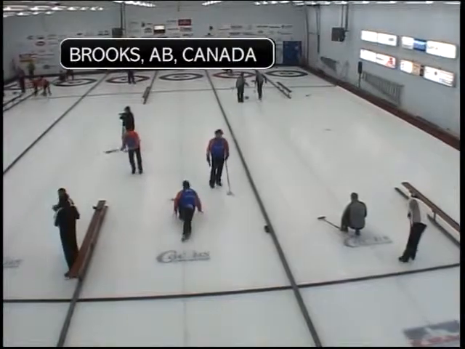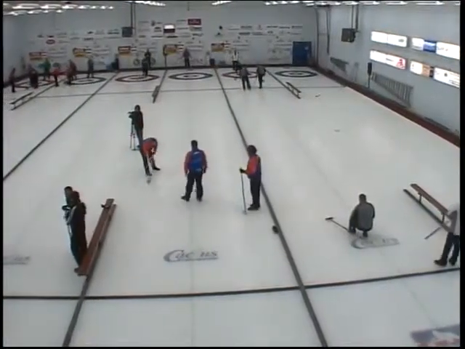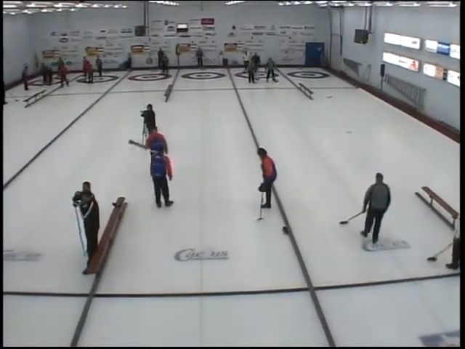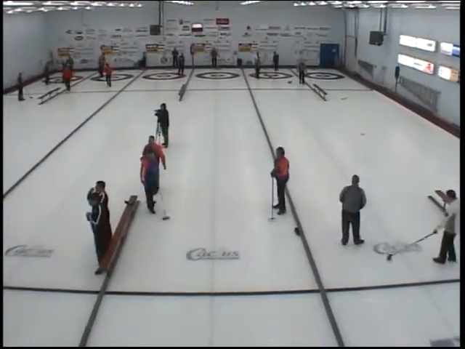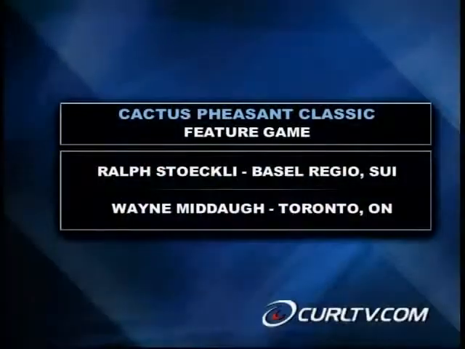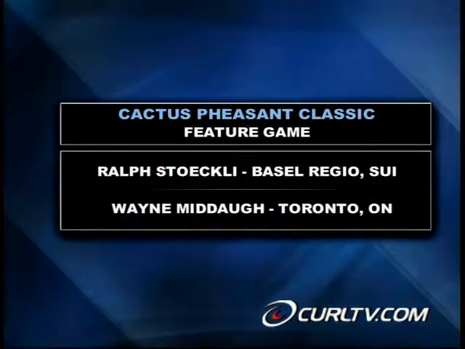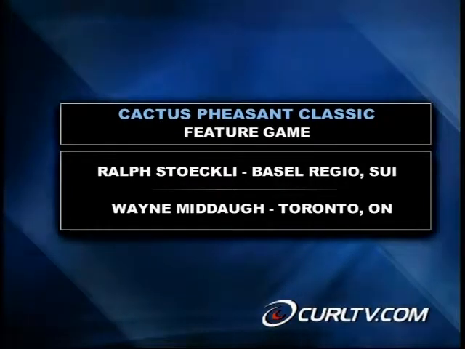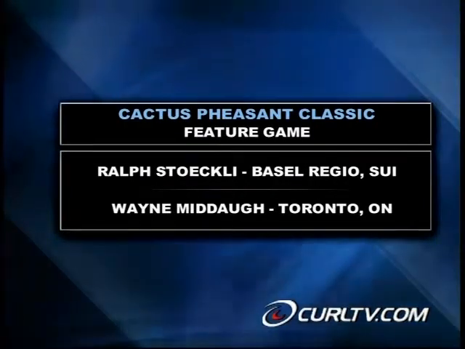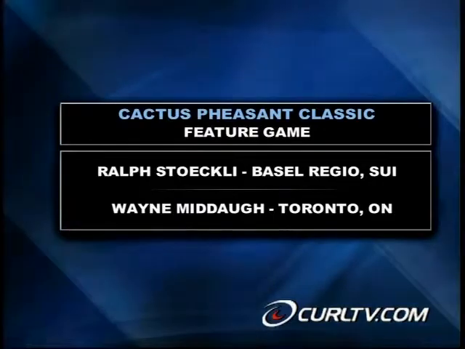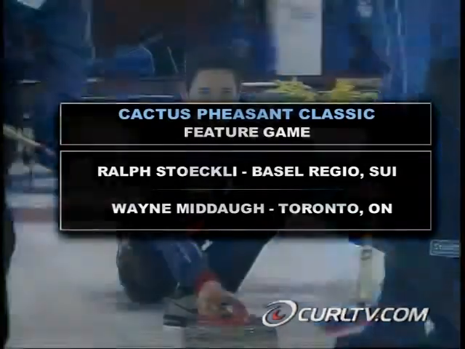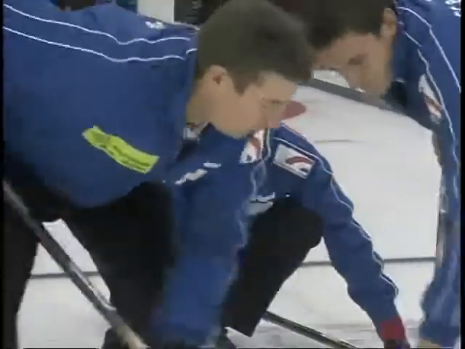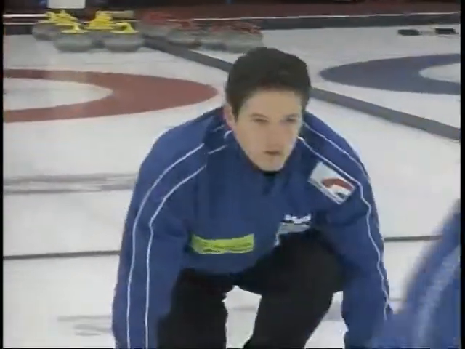Well, welcome back here inside the Brooks Curling Club. Luke Coley with you as CurlTV.com continues our coverage of the Cactus Pheasant Classic with B semifinal action. We bring you our featured game. It is Ralph Stockli taking on Wayne Middaugh, an international affair. These two teams take on one another, taking on different routes, winning their first, losing their second, and we are underway here quickly into this one.